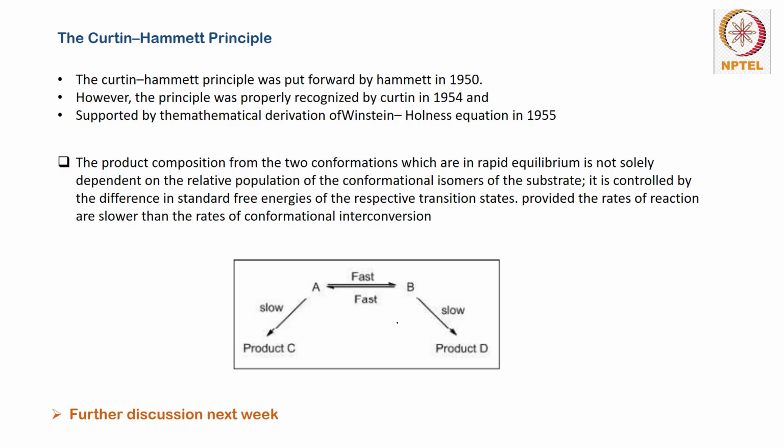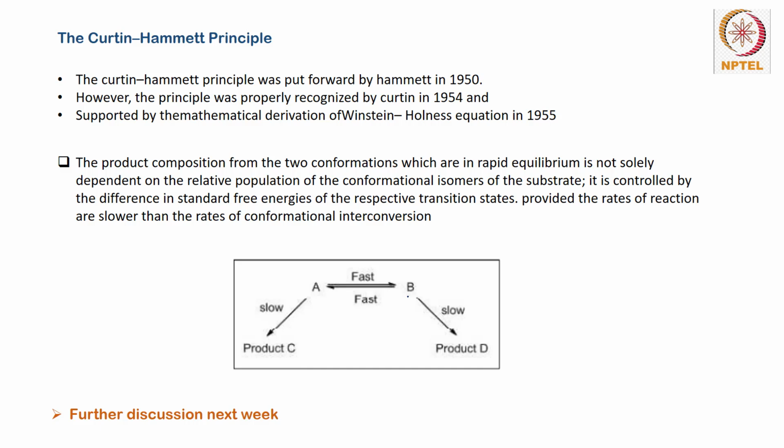What I am saying is, suppose from staggered you are getting product C, and from eclipsed you are getting product D. Now, how can you determine which one will react faster, staggered or eclipsed? That depends on the free energy difference between the staggered and its product, and the eclipsed and its product. It doesn't depend on the concentration of the staggered or eclipsed.